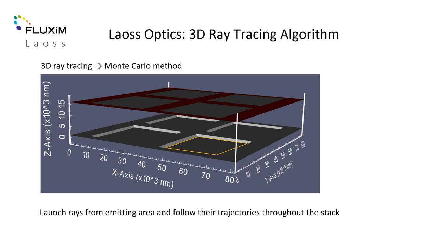Here the pixel is marked with a yellow rectangle. We then follow the path of these rays throughout the stack, which is defined by the specific layer and interface properties. Finally, we post-process information about these rays, for example at which XY position they exited the topmost interface.